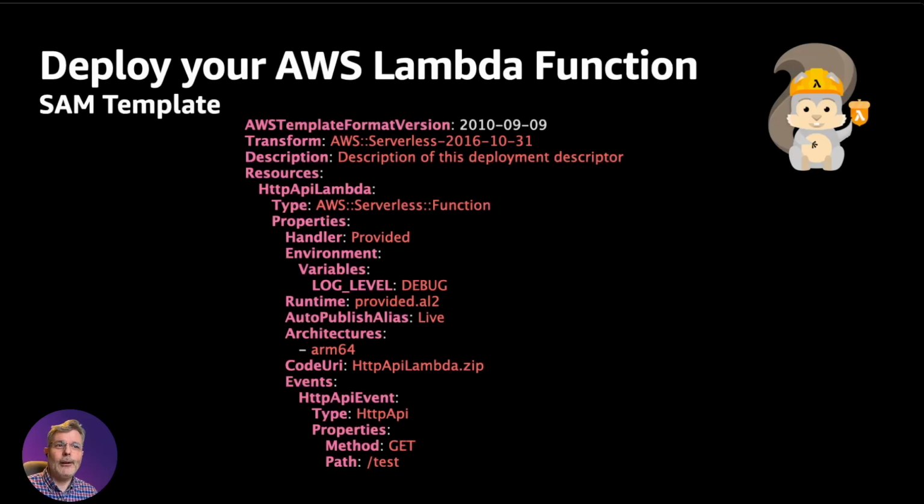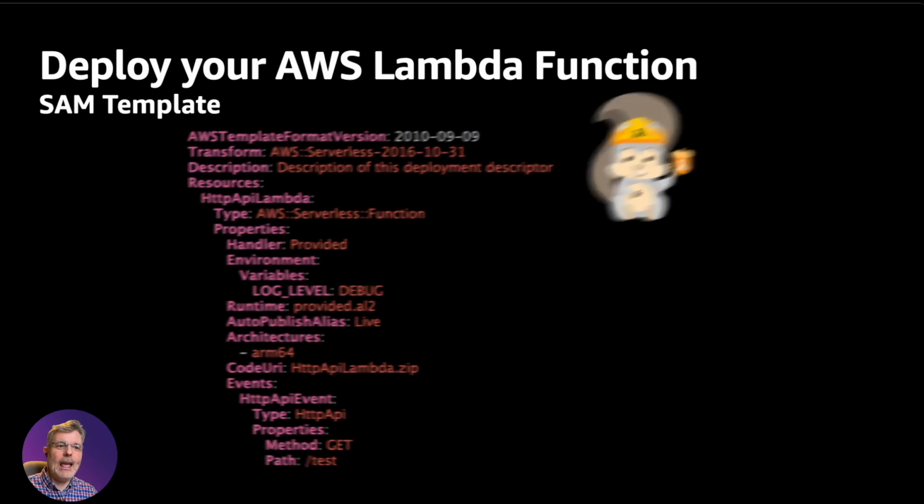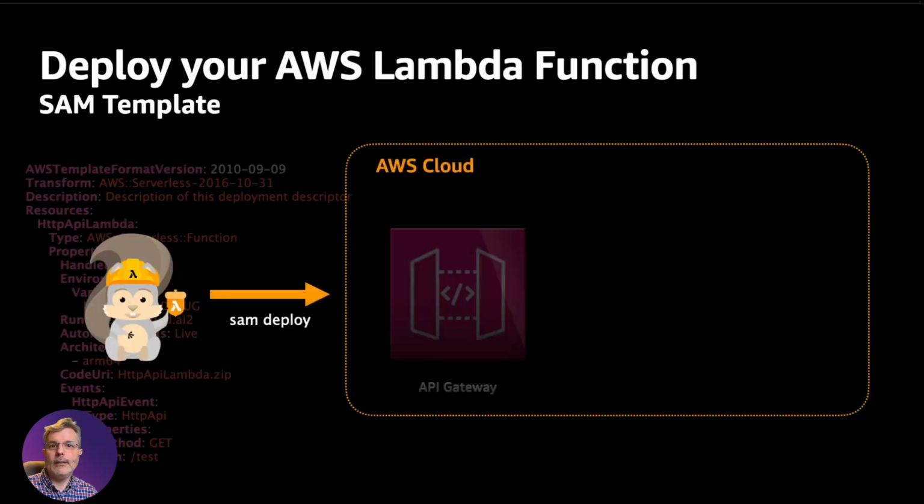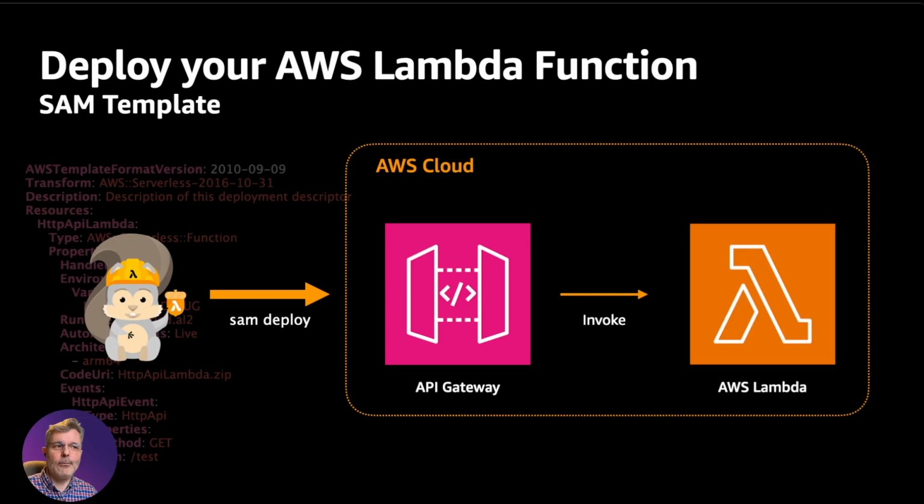Remember, we have our friends. We have SAM. So I create a SAM template that points to the zip file that has been created, and I use the sam deploy command to actually deploy the zip file, but also create additional infrastructure in the cloud for me. In this case, it's the API Gateway.